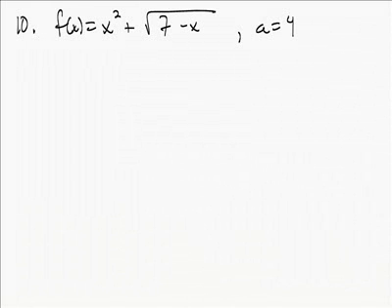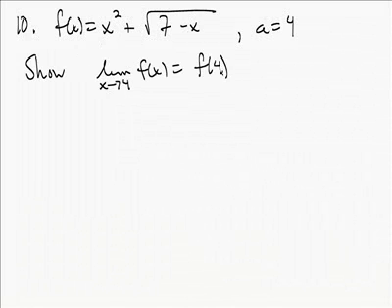Let's take a look at number 10, where we're asked to use the definition of continuity and the properties of limits to show that the function is continuous at the given number a, a equals 4. So we need to show that the limit as x approaches 4 of f of x is equal to exactly f of 4. Well, that's our definition of continuity at the value 4 for the function f of x.